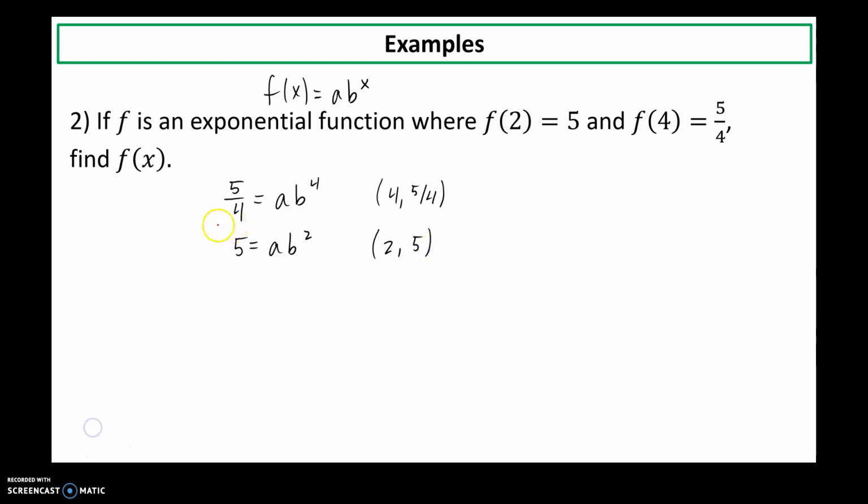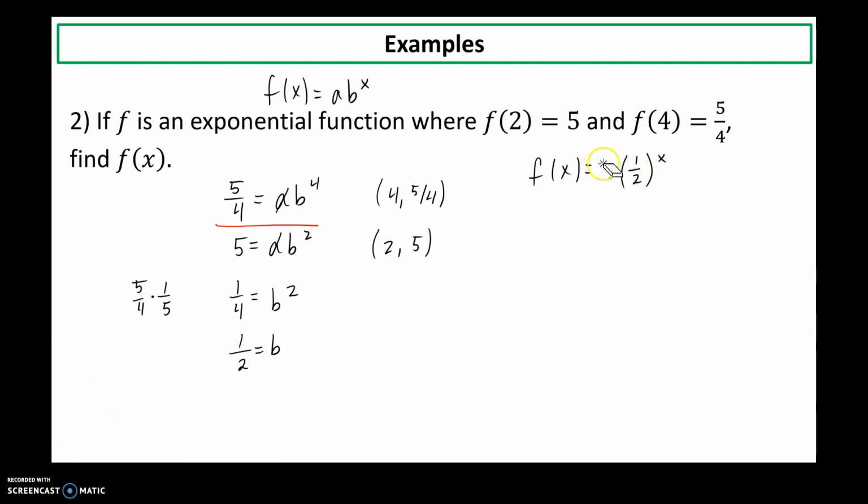Okay, our next step, we're going to divide these 2 equations, piece by piece. So 5/4 divided by 5 is the same as multiplying by a fifth. So here I would get 1/4 equals, dividing these, the a's cancel out. Dividing like bases, I subtract exponents. So I get 1/4 is equal to b squared. Taking the square root of both sides and just keeping the positive answer, now I have my value of b. Okay, so f of x equals a times 1/2 to the x power.